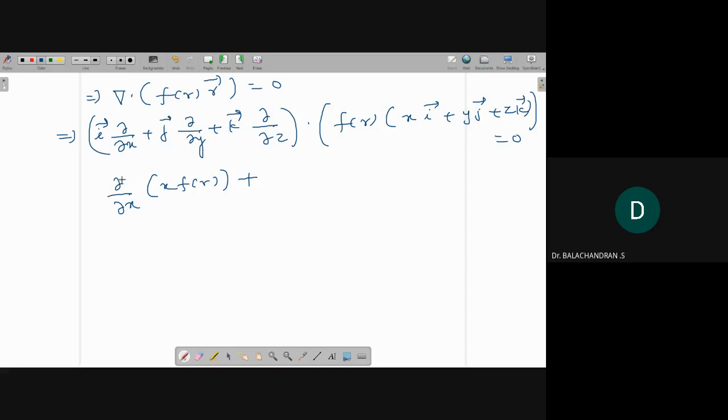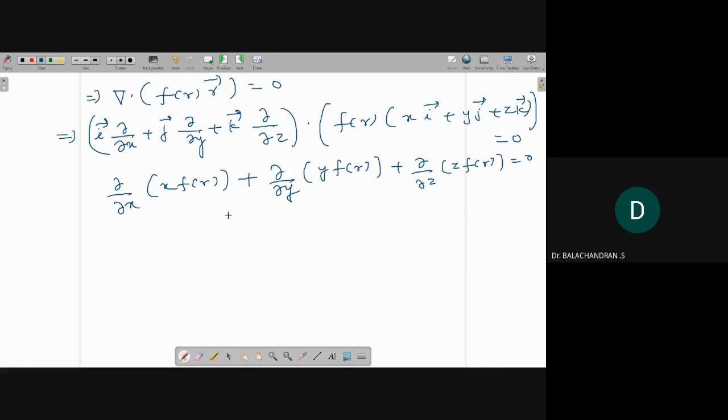So take a dot product. Dou by dou x of x into f of r. Next, Lakshmi Narayan, say. Dou by dou y of y into f of r. Okay. Dou by dou z of z into f of r, okay, equal to 0.